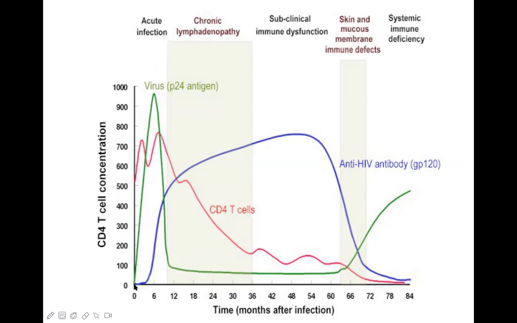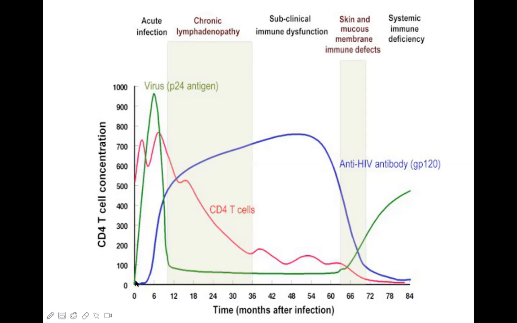Now, there are different colors, and these different colors are depicting different graphs. So let's focus on the green one now. See here, this green one is for the P24 antigen. Remember, in the last class we talked about this P24 antigen, which is one of the antigens produced by the virus. Now, this antigen starts to rise very early.